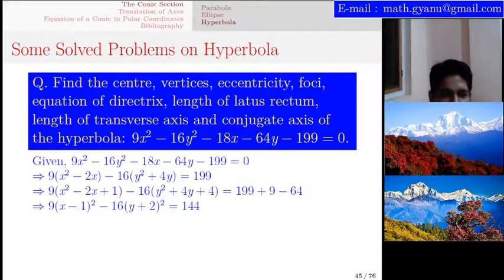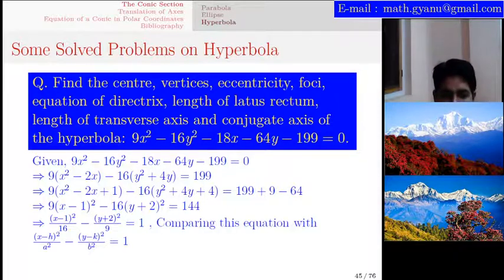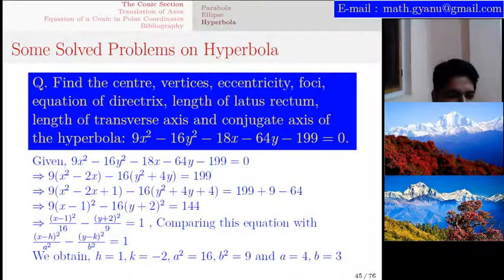When dividing all parts by 144, it will be x minus 1 whole square by 16 minus y plus 2 whole square by 9 equal to 1. So the value of a square is 16, b square is 9, so a is 4, b is 3. Now comparing, we obtain h equal to 1, k equal to minus 2, a square equal to 16, b square equal to 9, and a equal to 4, b equal to 3. If you have remembered all the components of the hyperbola, then substituting the values you will be able to write the different components.